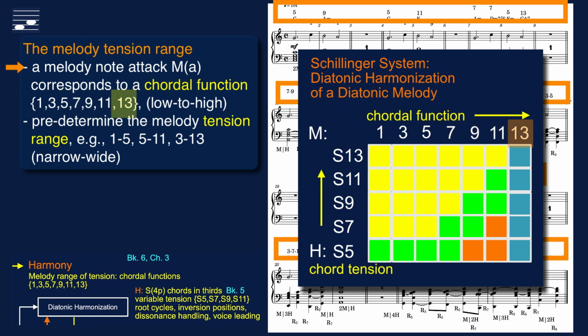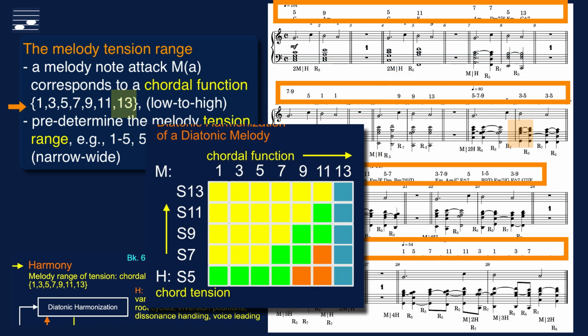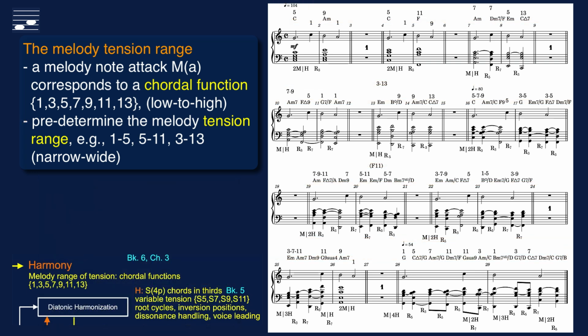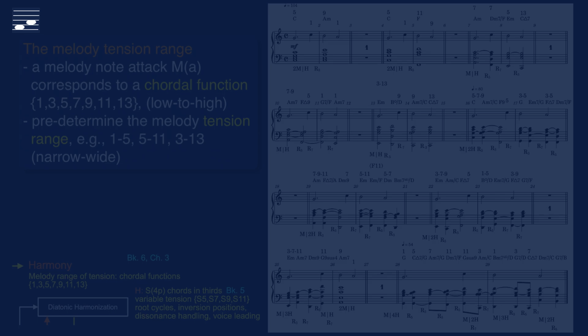The 13 is a kind of mixed function, since for some chord structure types it may be considered an added 6th. I've indicated the tension range in the examples, and there you'll find both a narrow and a wide melody tension range. From the previous subsection, you may have the idea that melody tension range is an independent design parameter.